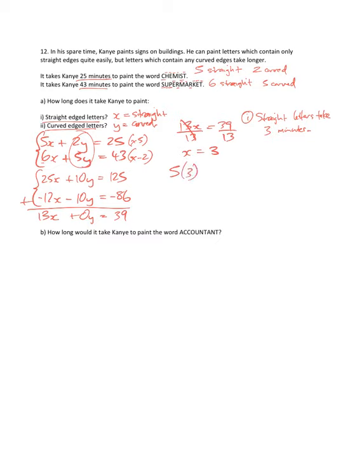5 times 3 is equal to, not equal to, plus. So the first equation is 5x plus 2y is equal to 25. 5 times 3 is 15, plus 2y is equal to 25. Opposite of adding 15 is taking 15. Take 15 from both sides. You're going to be left with 10. Opposite of timesing by 2, dividing by 2. Y is equal to 10 divided by 2, y is going to be 5. So 2 curved letters take 5 minutes.